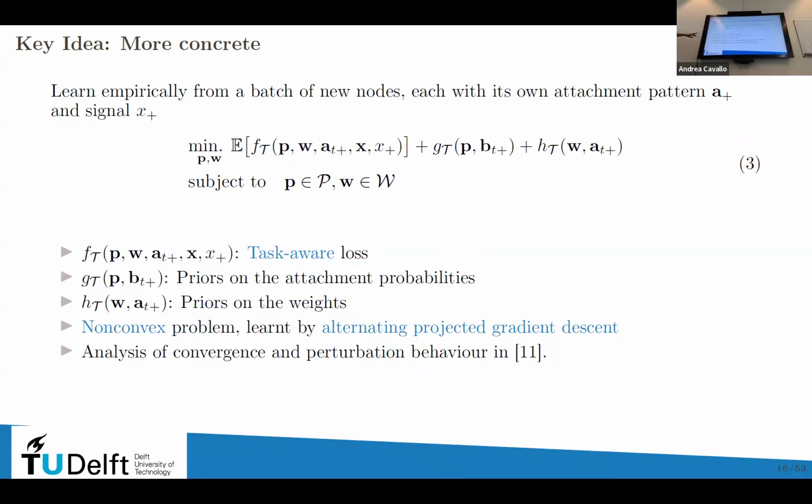And the functions G and T are some priors you can attach on the P's and W's, like L1 norm, L2 norm, if you want sparsity. So this is fairly general, you can choose what you want there. Typically, this is going to be a non-convex problem in both W and P, and even in P itself. And typically, the strategy to learn this is to use an alternating approach, so that you update your weights and then you update your probabilities, and you need to do projected gradient descent because of the constraints.